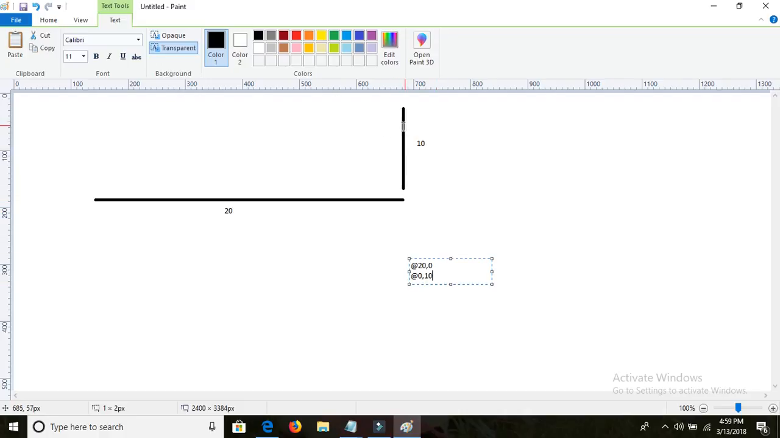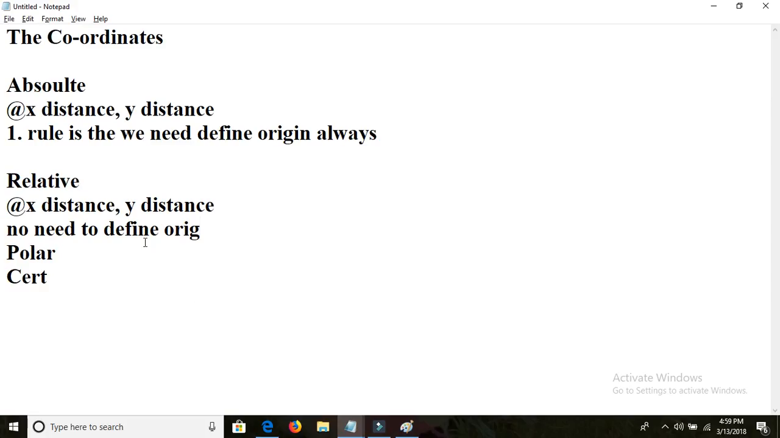Why? Because from this origin the line lies only on the y axis, it does not lie on the x axis. So that's the reason I started with 0 here for the x axis, and I draw a line segment up to 10 on the y axis. That's very simple. But here one thing is a problem, friend. What is that?